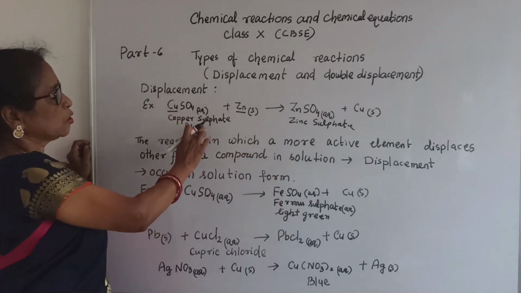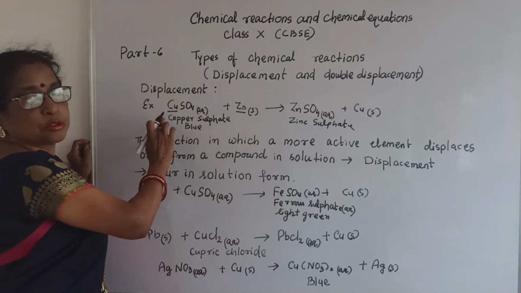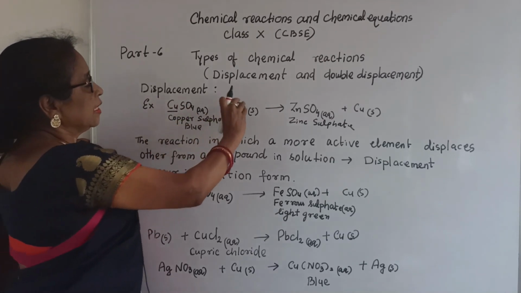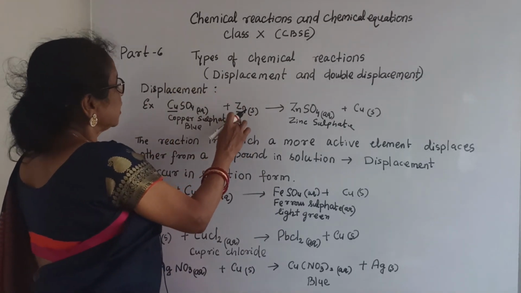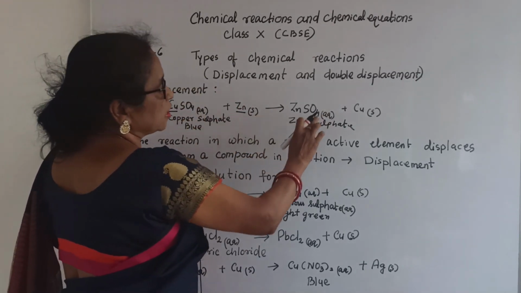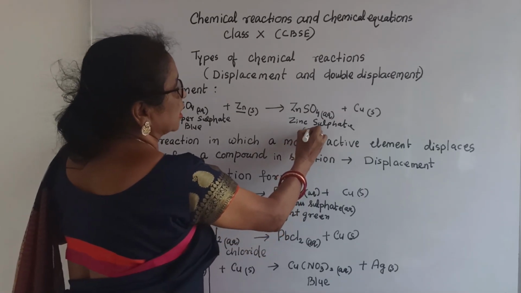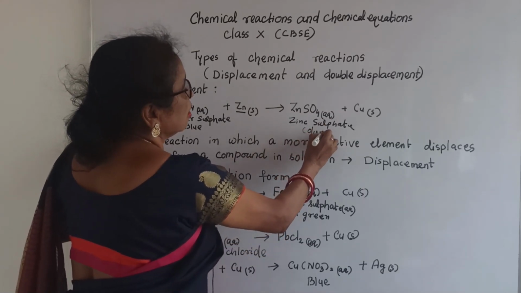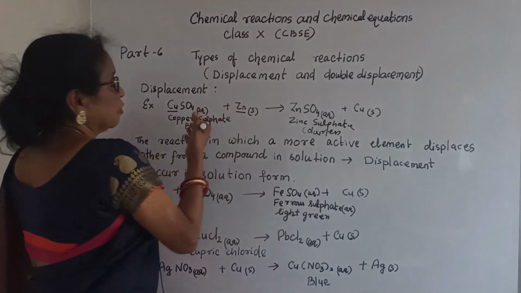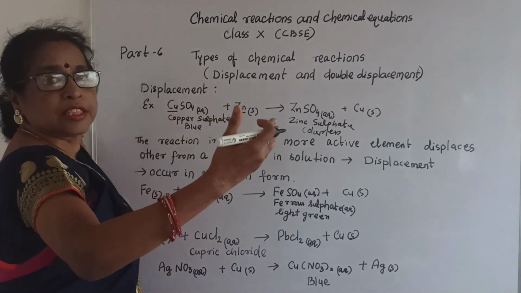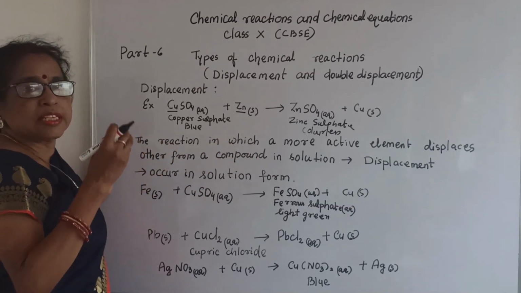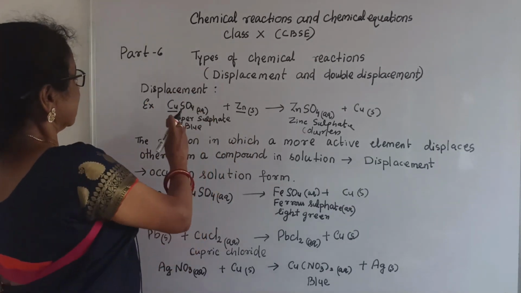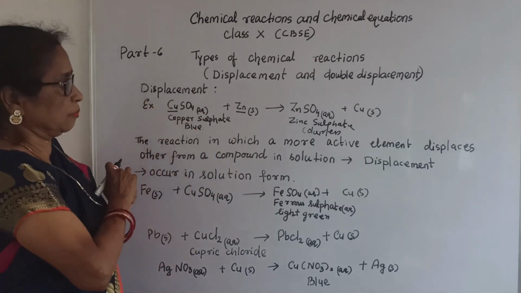Now here, in the compound in solution, what happened? Zinc is more active than copper. That is why zinc displaces copper and forms zinc sulfate, which is a colorless solution. You can see the blue color changes to colorless. So it is clear that in this reaction the active metal displaces the less active metal in its solution.